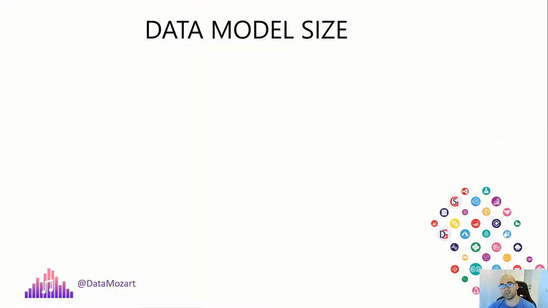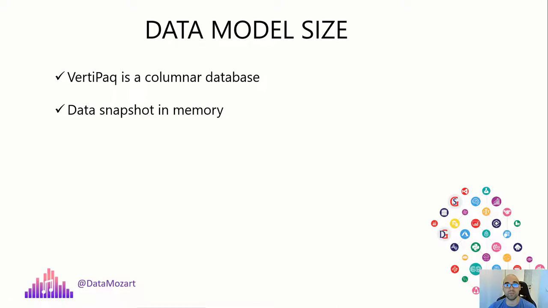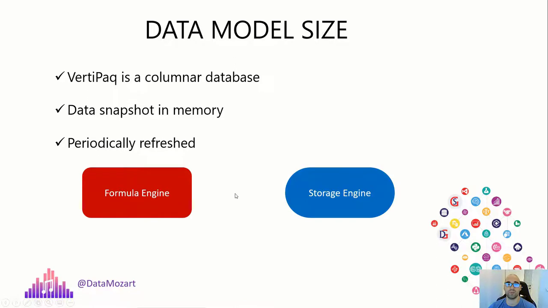Now, to understand what affects your data model size, we need to lay some theoretical background. First of all, when you choose import mode for your data in Power BI, data is being stored in a columnar database called VertiPaq. VertiPaq keeps a snapshot of your data in memory. That's why it is so fast, and this snapshot can be refreshed periodically from the original data source. In order to understand how things work in the background, you should be able to distinguish between Formula Engine and Storage Engine, two key components of this underlying architecture. Formula Engine represents the brain of Power BI.